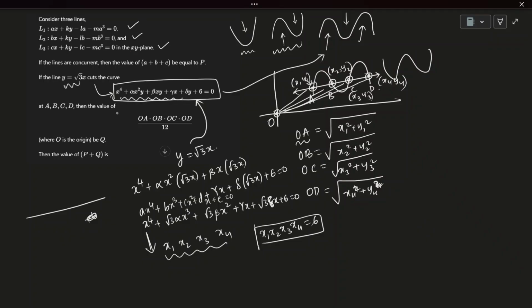Next, again he is giving these three lines, right? Those are the three lines, and they said that the lines are concurrent, and the value of a plus b plus c is equal to p.